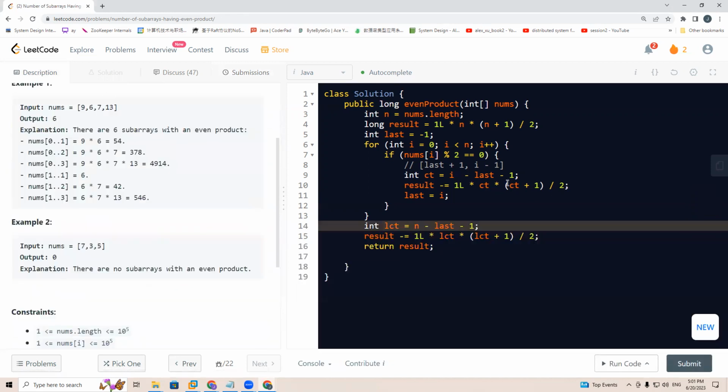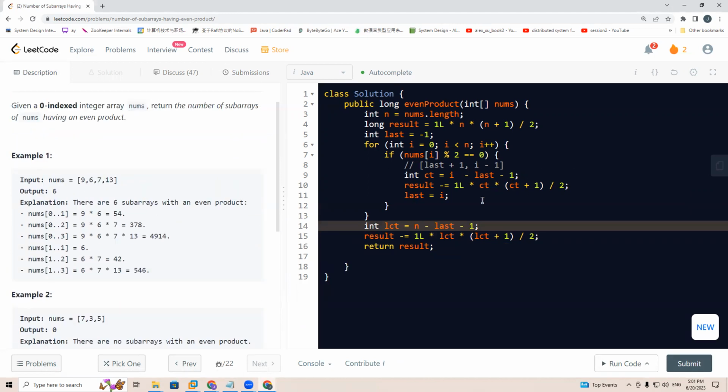Okay, the time complexity is O(n), right? It's mathematics, no extra space.